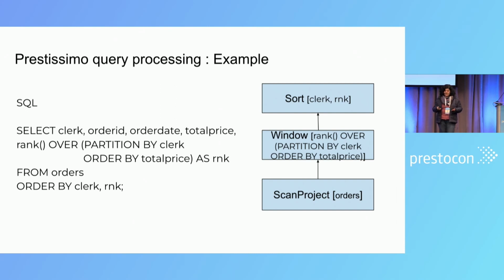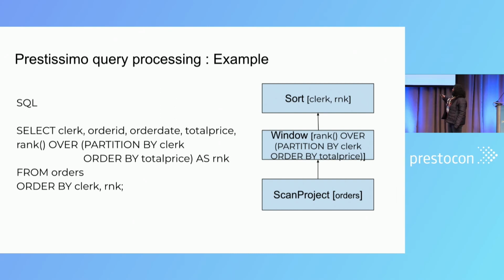Orders is a table which has the order ID, order date, clerk who executed the order, and price of the order. What we want to compute is the rank, a ranking function, so we're going to partition the data by each clerk, order the rows by the total price, and then compute a rank value which tells you which is the highest, going from 1 to as many rows, the ranking of the most prized order. The output of this is then ordered at a global level by clerk and rank, and that's the final result.